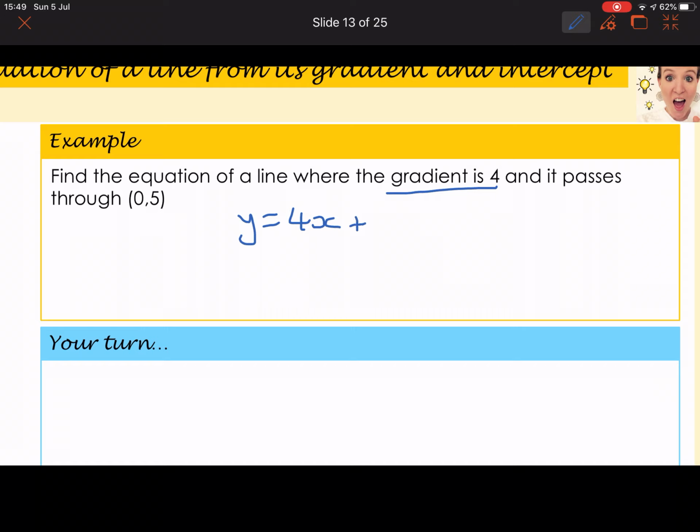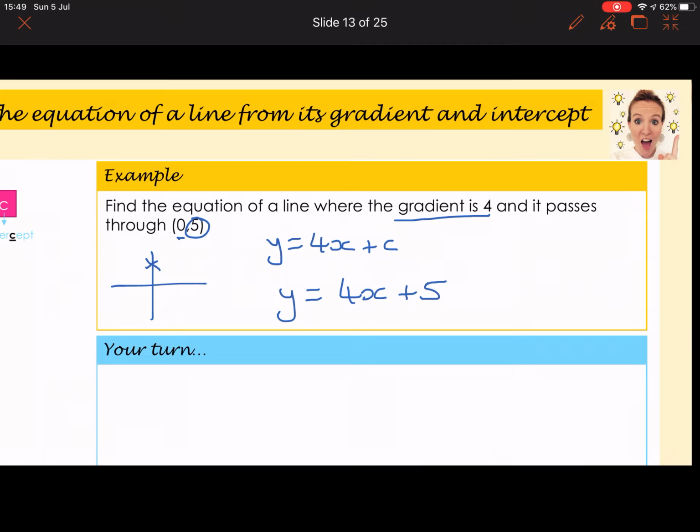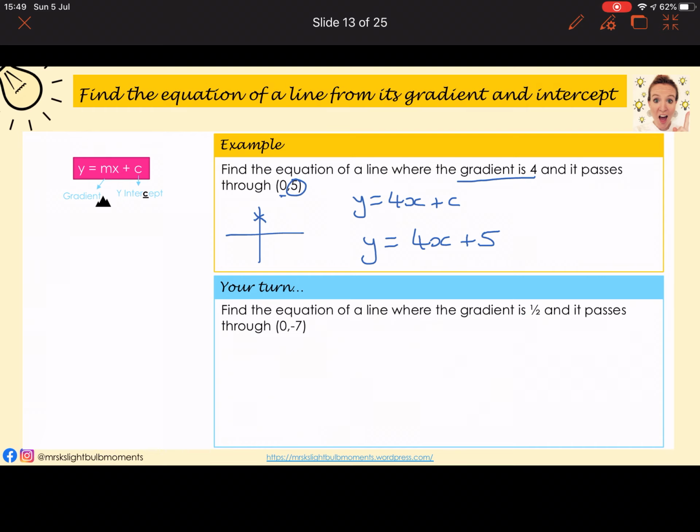Now, do I know c? It doesn't say the intercept is something, but it does say it passes through (0, 5). If we picture that on a graph, (0, 5) is going to be up there. So that is actually the y-intercept. If there's a 0 here, you know that this value is your y-intercept. So my equation is y equals 4x plus 5. I don't have to do any complex math there. I'm just putting the 4 where it needs to go in front of the x and my y-intercept from my coordinate at the end of my equation. Okay, you have a go at that one for me.